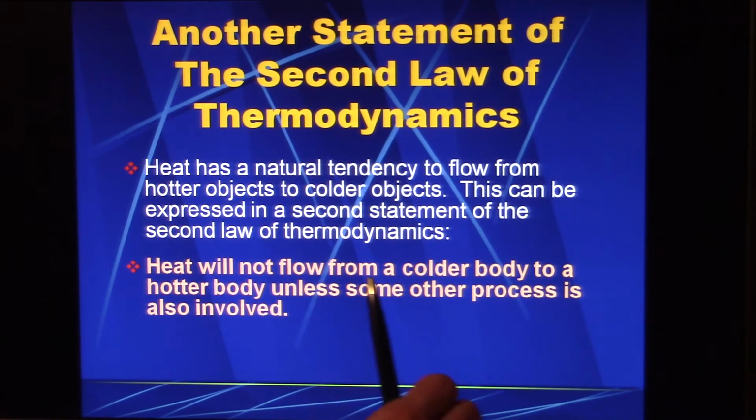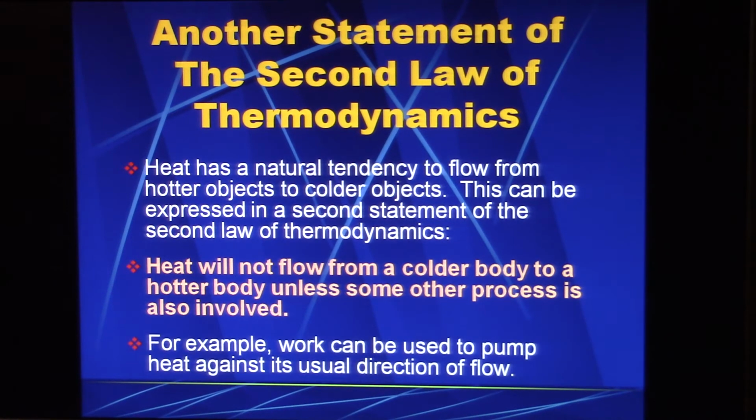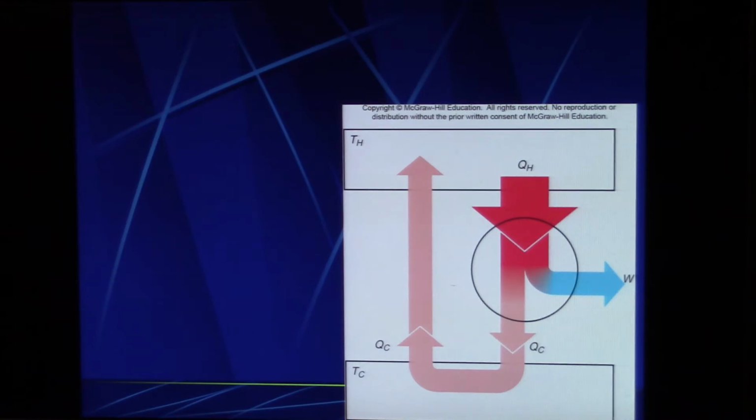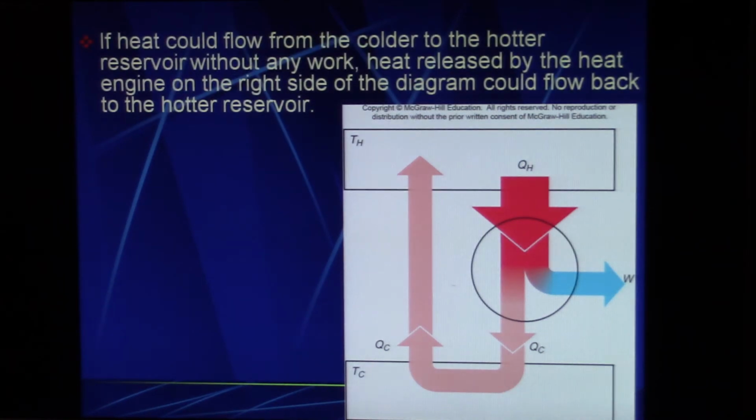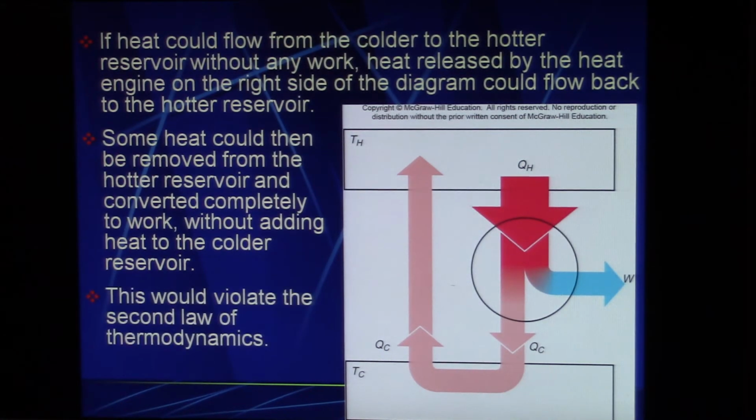Heat will not flow from a colder body to a hotter body unless some other process is also involved. That process is work. Work can be used to pump heat against its usual direction of flow. Okay, refrigerators. And then they're just giving more and more examples.